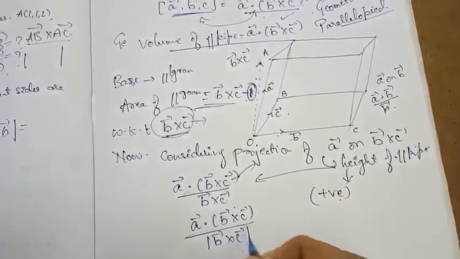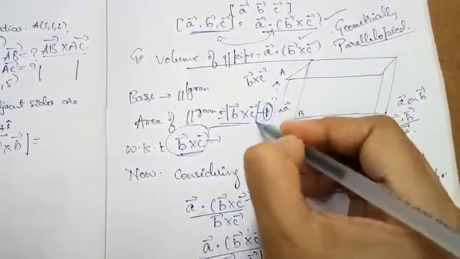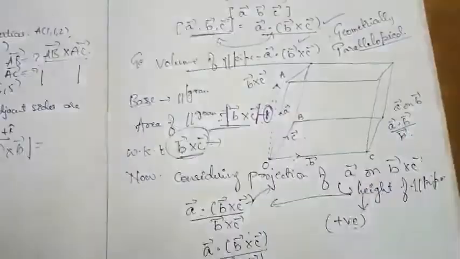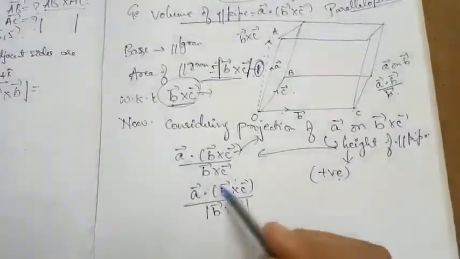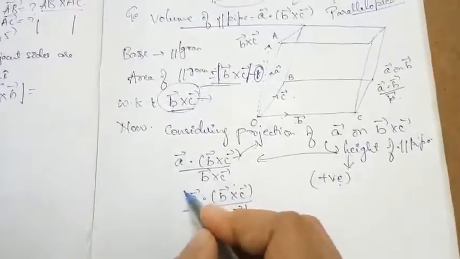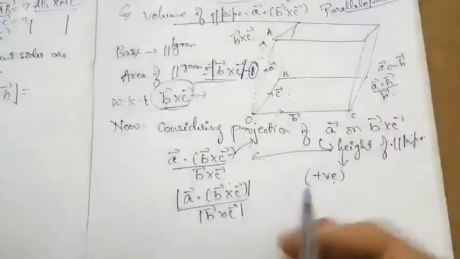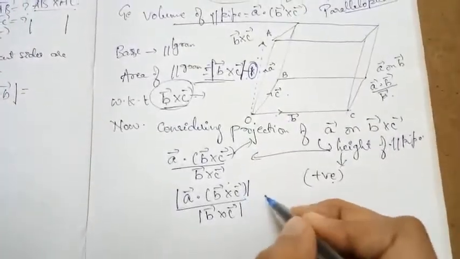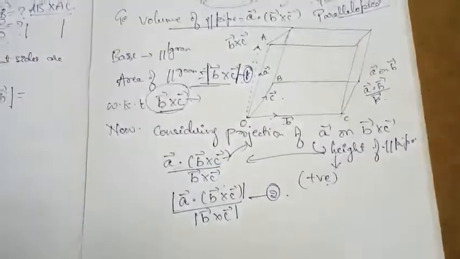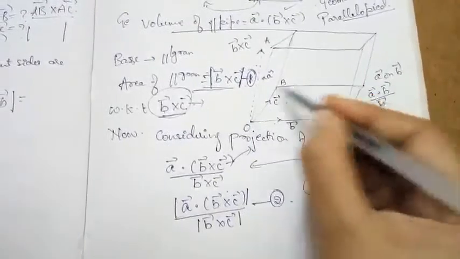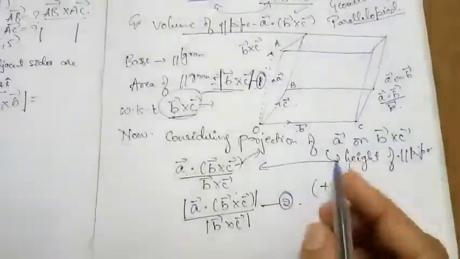Here the area of the parallelogram is also the magnitude of vector B cross C, not only B cross C. So here it is positive, and I am taking the modulus on both numerator and denominator. So this is nothing but the height of a parallelopipe. I am considering this as equation 2. Now you have the area of the base of the parallelopipe and the height of the parallelopipe.